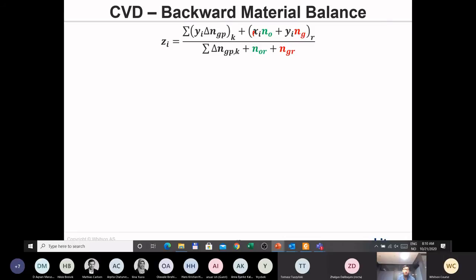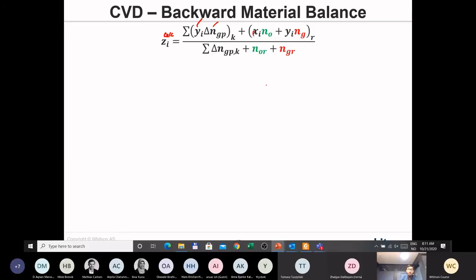Now we will discuss the backward material balance first, and that's the most important material balance because it gives us a good QC of the compositional data. In the backward material balance, we calculate the initial fluid composition by knowing all this information. We have the removed gas composition, yi, at each pressure stage. We also get the moles removed from the CVD experiment, which are the incremental moles of gas removed from the PVT cell at each pressure stage.